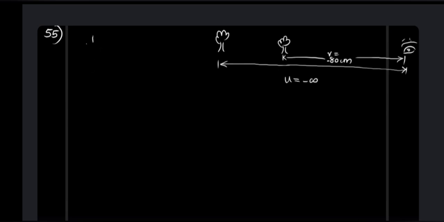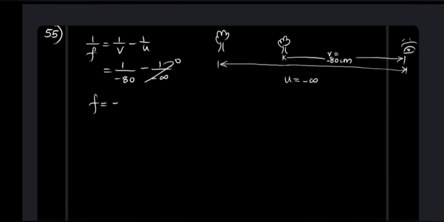So focal length, 1 upon F is going to be 1 upon V minus 1 upon U. So 1 upon V is going to be minus 1 upon 80. Minus 1 upon U is 1 upon minus infinity. This term will go to 0. So focal length over here is minus 80 centimeter, which is minus 0.8 meters. Correct? This is going to be the focal length.